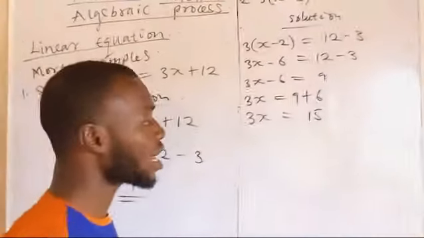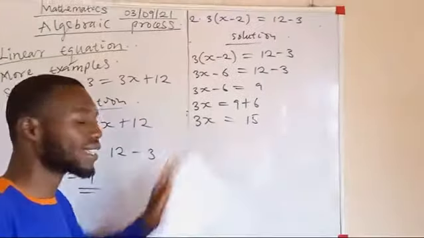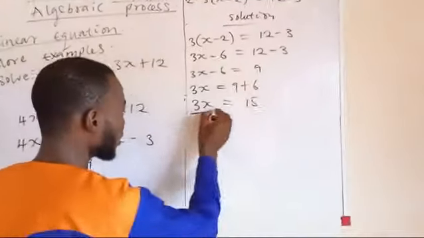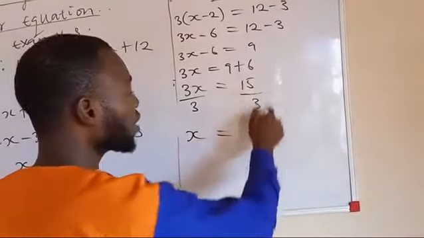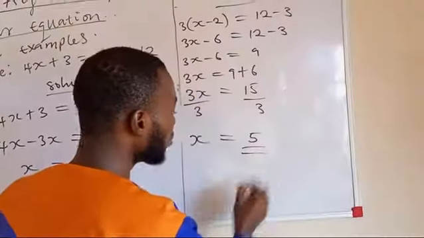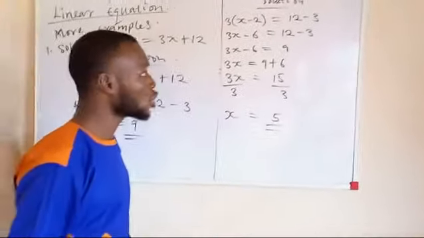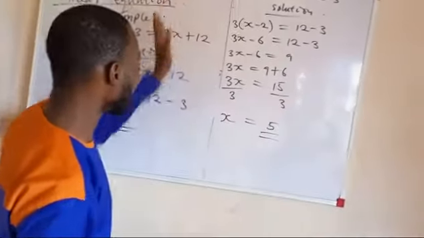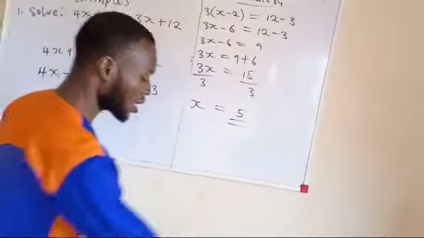So the next step is for us to divide both sides by the coefficient of x, which is 3. We divide by 3. So x will now give us 15 divided by 3, which will give us 5. That means x is 5. You can as well do a check to find out that the left hand side is equal to the right hand side. That is for this.